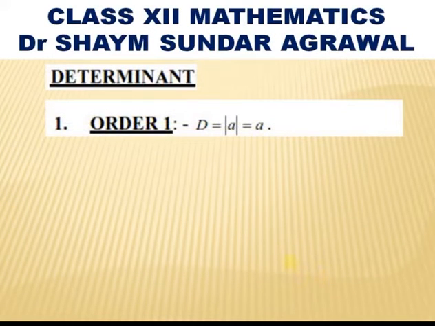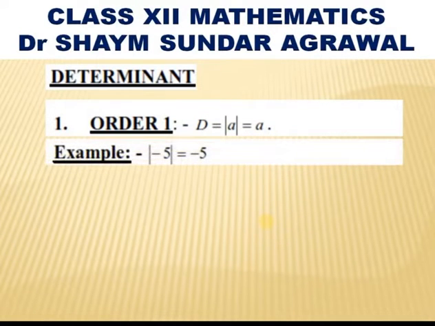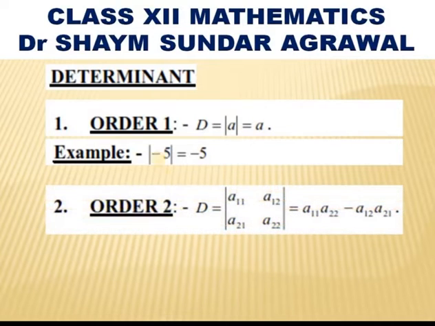So, how do we find the determinant of order 1? Let D equal determinant of A, that is equal to A. Example: determinant of minus 5 is equal to the same element, minus 5. Similarly, determinant of 8 is equal to 8. So in order 1, the determinant of the element is equal to the element itself.